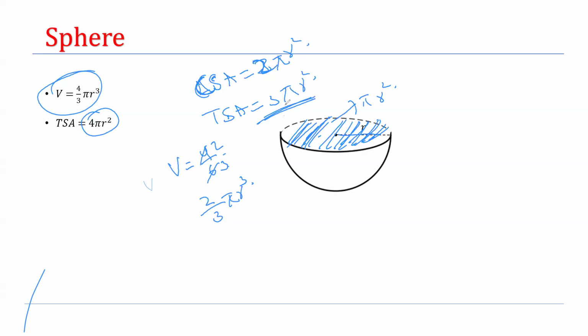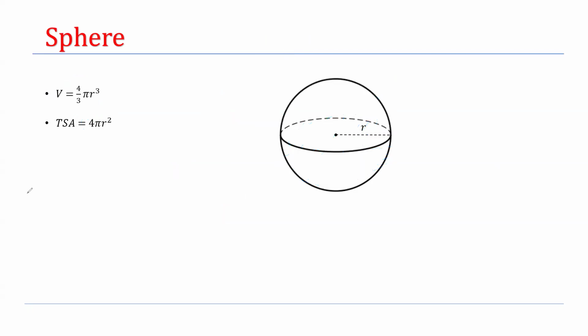Did you understand this part? Yes, sir. CSA means only this part. This part will be half of the 4 pi r square, that is 2 pi r square. For TSA, we have to add one more part, right? This. So that is 3 pi r square. Okay.